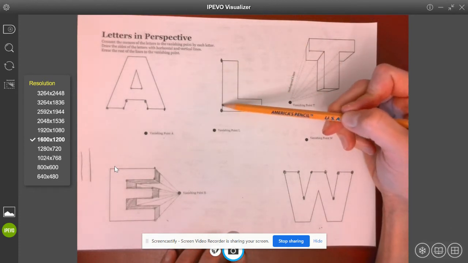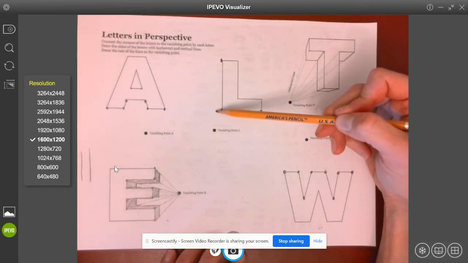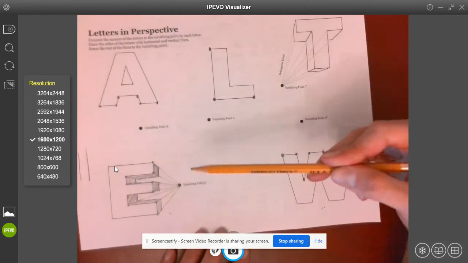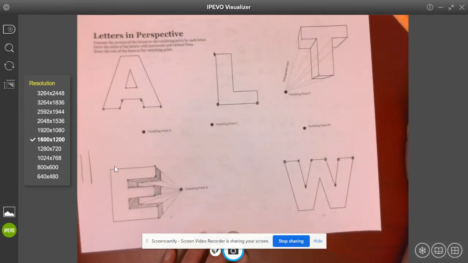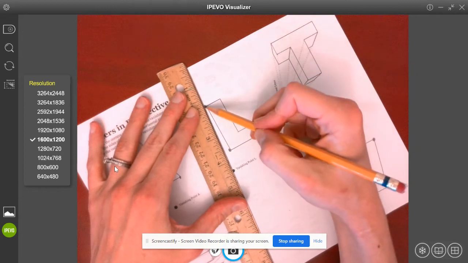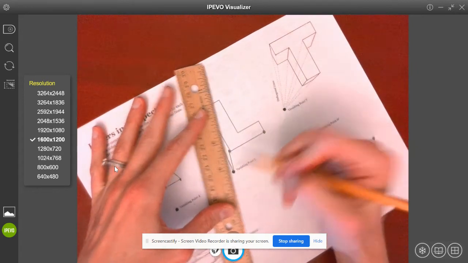So I always start on the side of the letter and then make a parallel line, just like we have here. See, these two lines are parallel. These two lines are parallel. And then just like I did the E, it's the same concept. So you can go through if you want to draw all your lines first. It's fine.